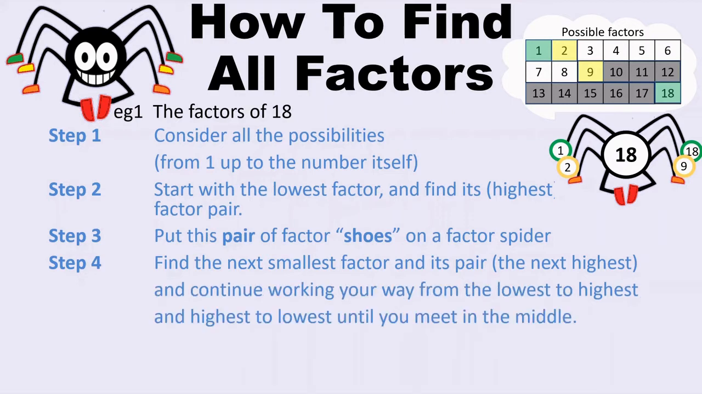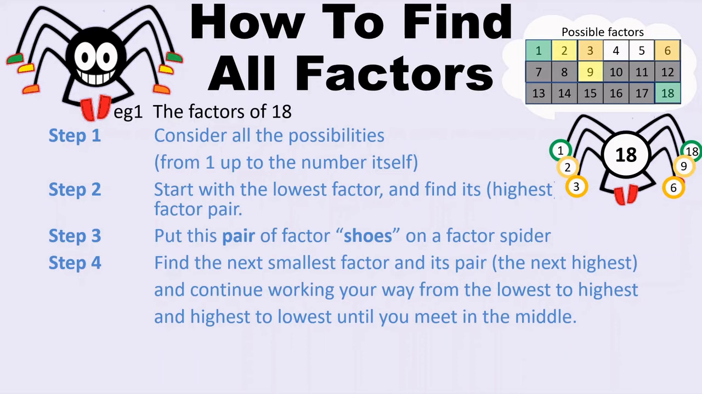Let's keep going. If we keep working from lowest to highest and highest to lowest, we will eventually meet in the middle. So now the only possible factors we could try are between 3 and 8. Our next smallest possible factor is 3, and 18 does divide by 3. 18 divided by 3 is 6. I've now eliminated the possible factors 7 and 8 because they're higher than 6, and I don't have a factor pair for them that's lower than 3. So the only two possible factors I have left to try are 4 and 5.